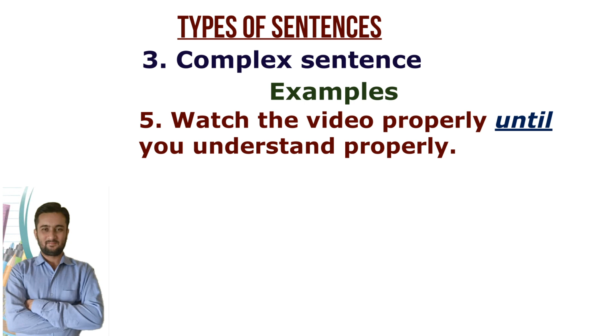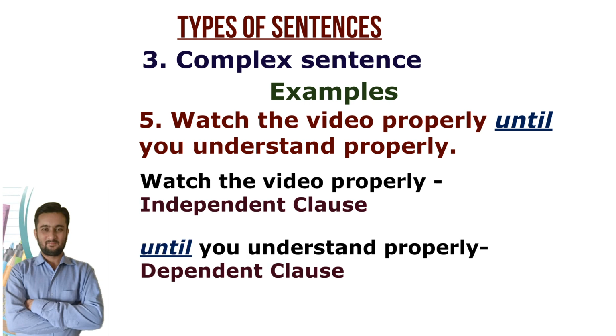Yes, you are right. First part is independent. Watch the video properly, because it doesn't start with a subordinating conjunction word. And the second part, you understand properly, that part starts with the subordinating conjunction word until. That's why it is called dependent clause, and the first part is called independent clause.